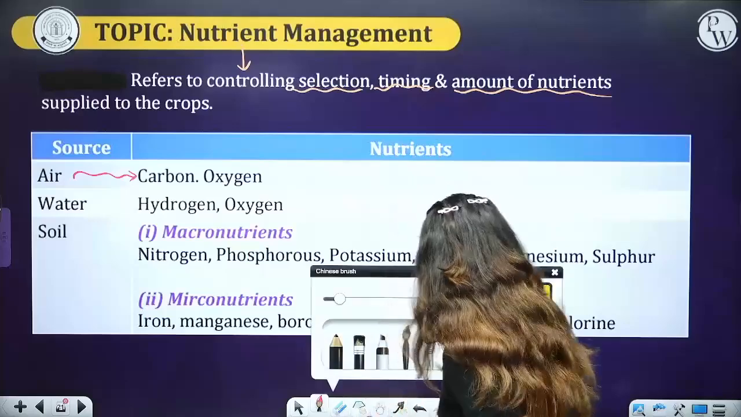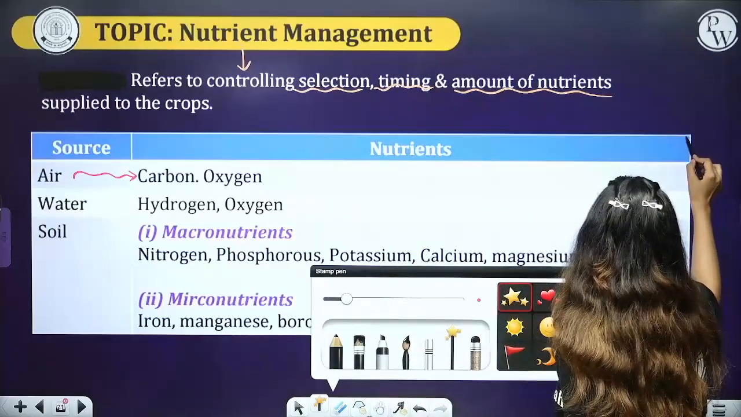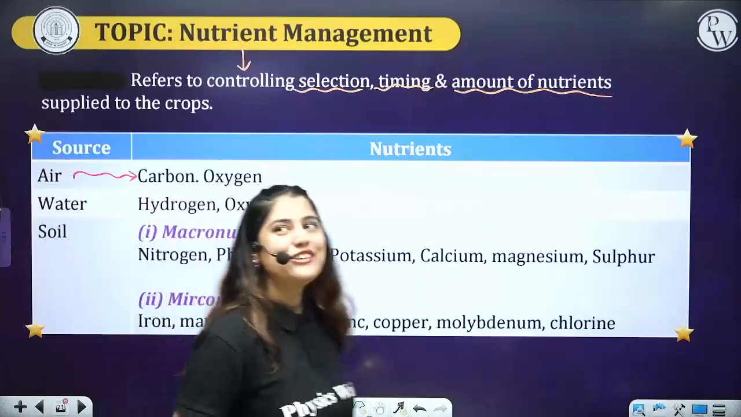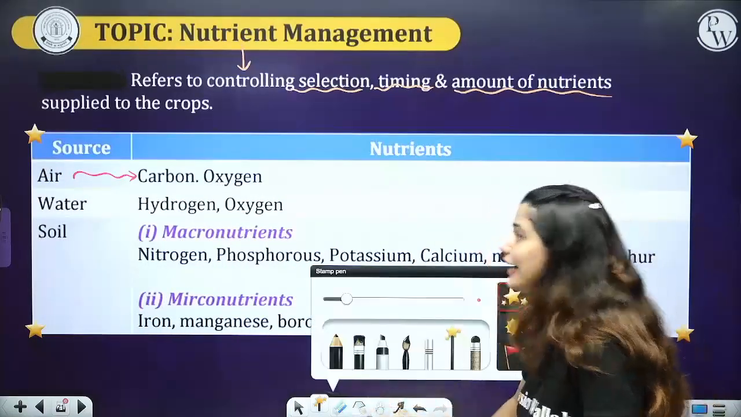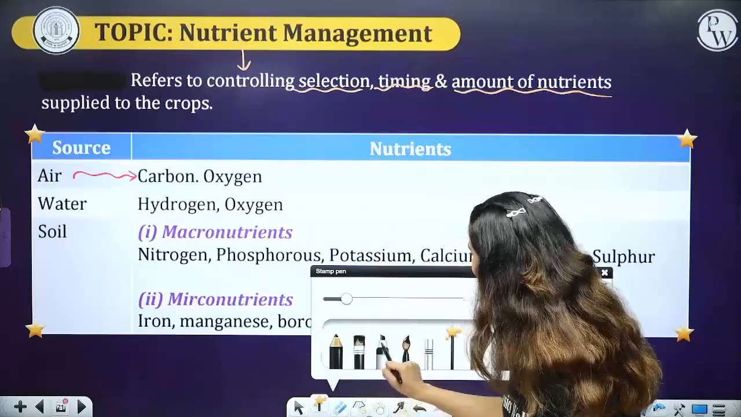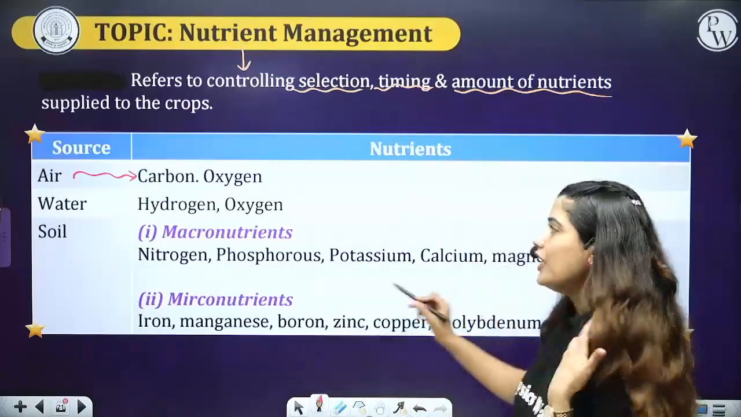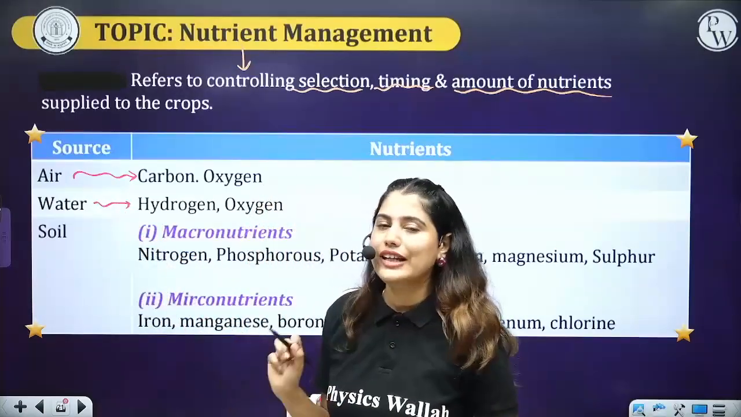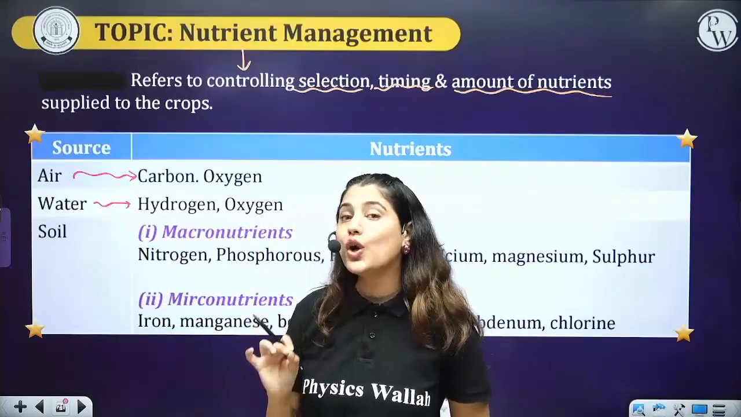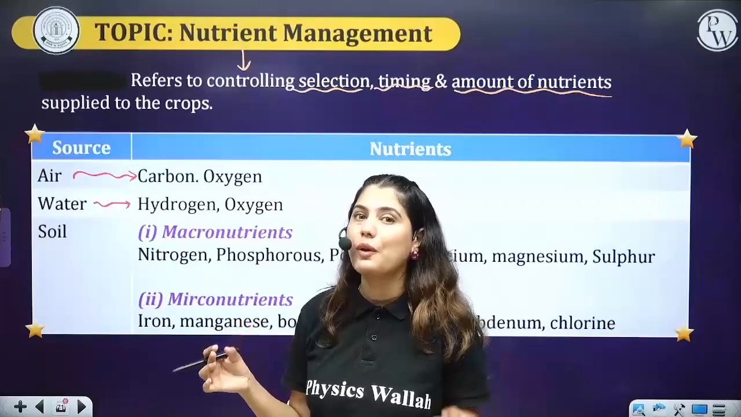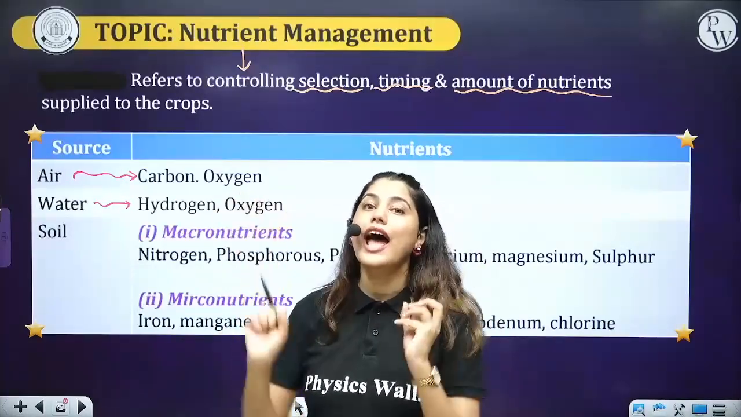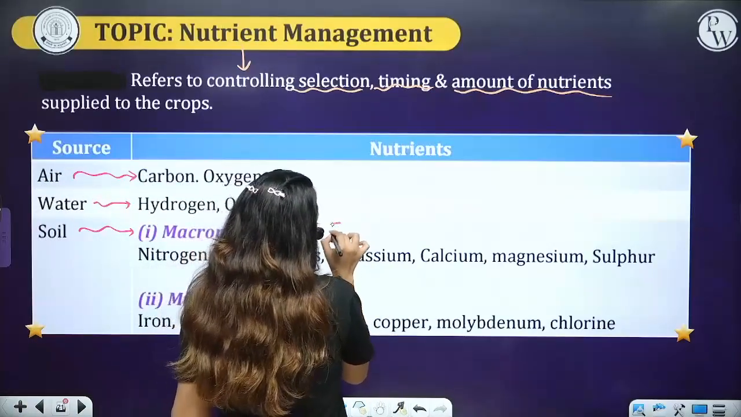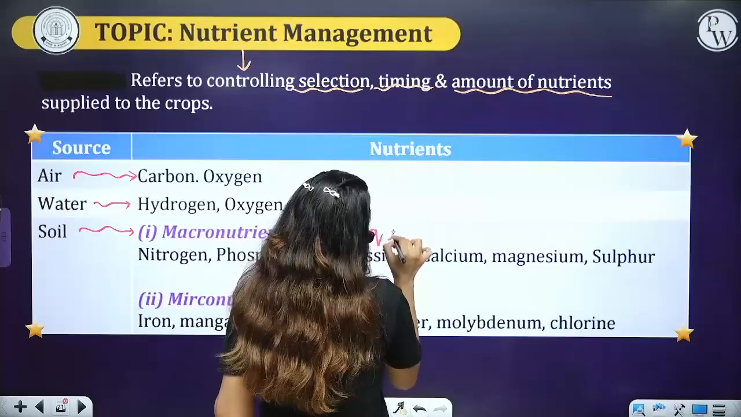Very important. Definitely a question comes from this particular topic. I am marking some stars here so that you remember it. Very important, right? From water, we get hydrogen and oxygen, and lastly from the soil we get 13 nutrients. Out of those 13 nutrients, plants require 6 in very large amount, and hence they are called macronutrients. So there are a total of 6 which are required in large amount.